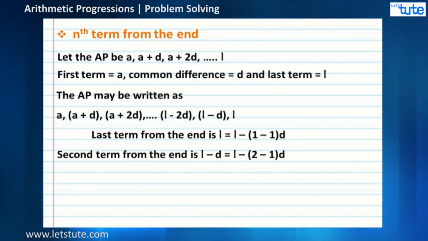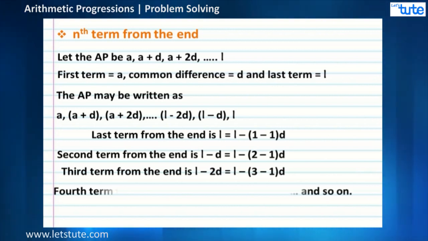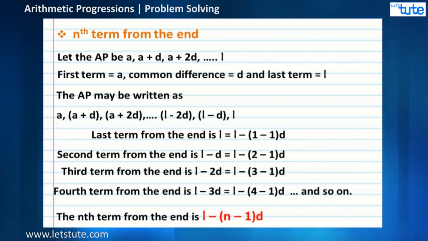Now this can be written as L minus 2 minus 1 into D. Now the third term from the end is L minus 2D, as it is 2 into the common difference left from the last term. So that becomes L minus 3 minus 1 into D. Now the fourth term from the end can also be written as L minus 3D, that is L minus 4 minus 1 into D and so on. So now the formula for the nth term from the end is L minus n minus 1 into D. Hope this hint proves to be useful in cracking the next clue.